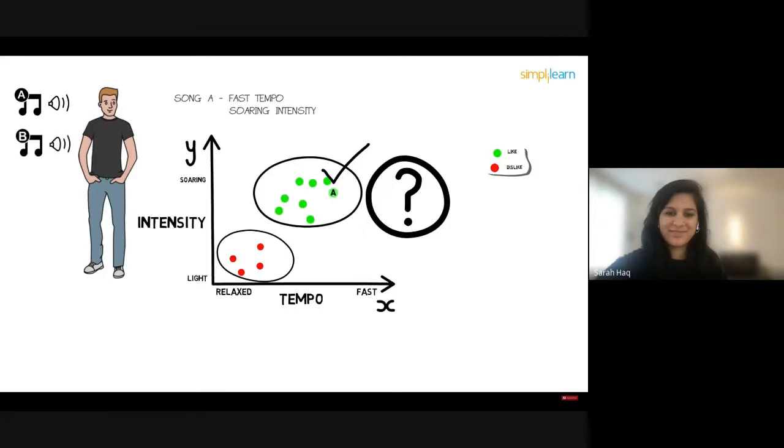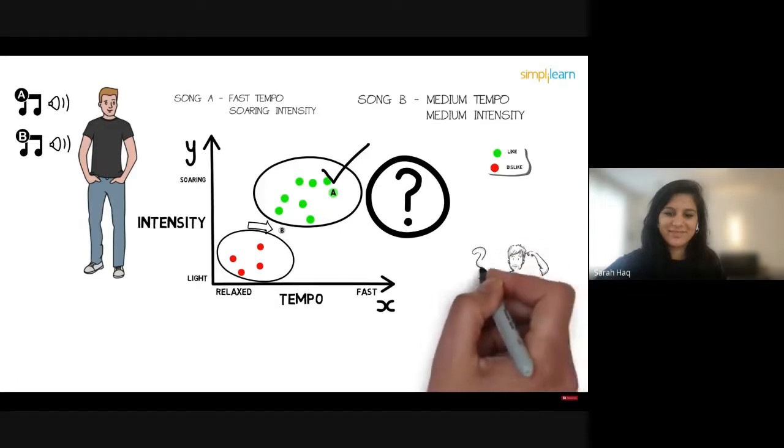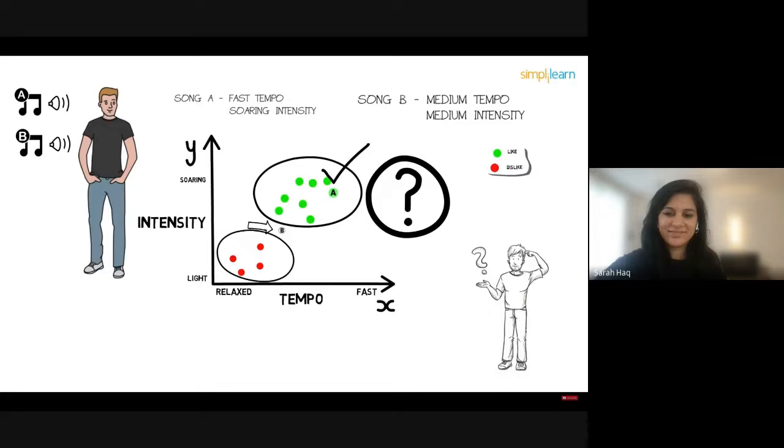Let's say now Paul listens to a new song. Let's label it as Song B. So Song B lies somewhere here with medium tempo and medium intensity. Neither relaxed nor fast, neither light nor soaring. Now can you guess whether Paul likes it or not? Not able to guess whether Paul will like it or dislike it? Are the choices unclear? Correct. We could easily classify song A. But when the choice became complicated, as in the case of song B, yes, and that's where machine learning comes in.